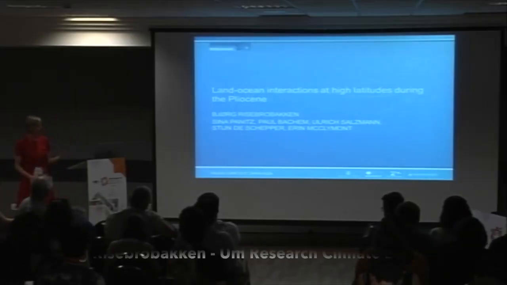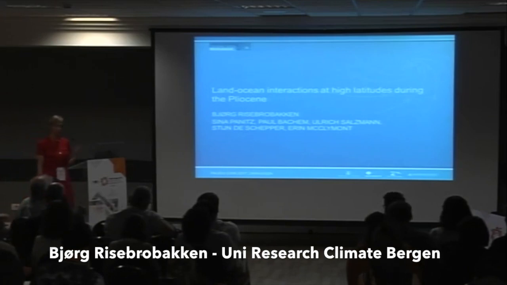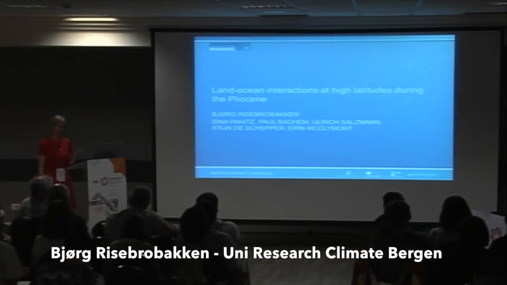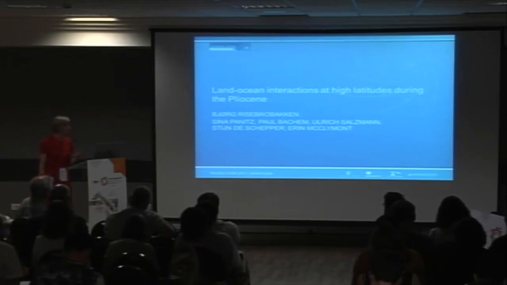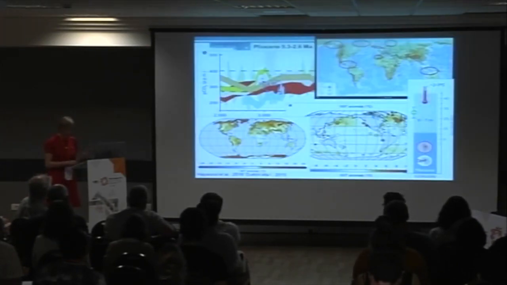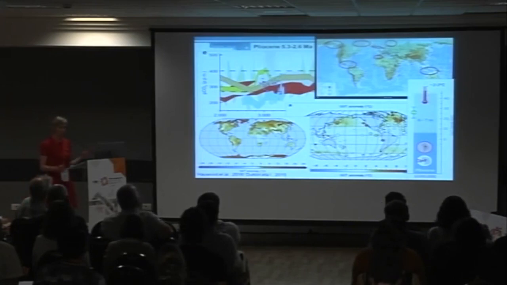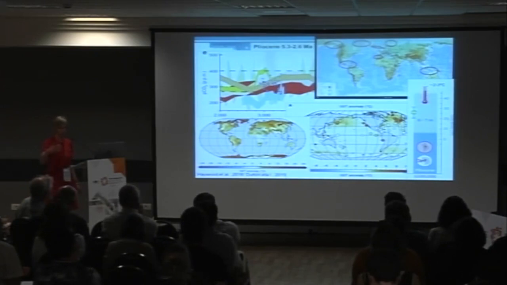I want to especially acknowledge Sina Panitz and Paul Bacham, because most of the data I present here was produced during the course of their PhD thesis. And before I go to the land-ocean interaction, very briefly, a recap of what Alan said already. The Pliocene is a warm world, a high CO2 world between pre-industrial and present, basically.